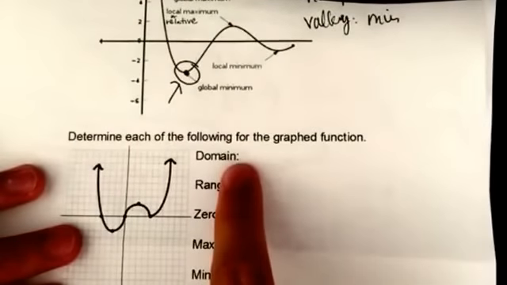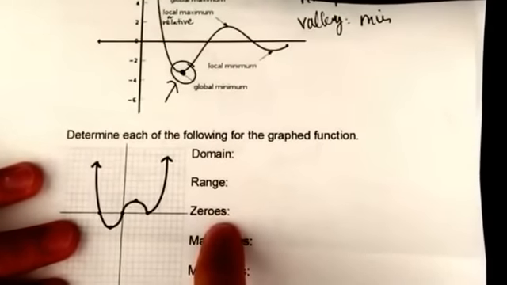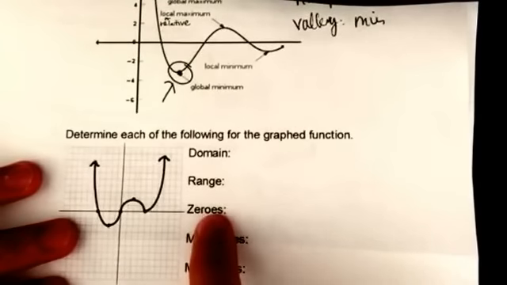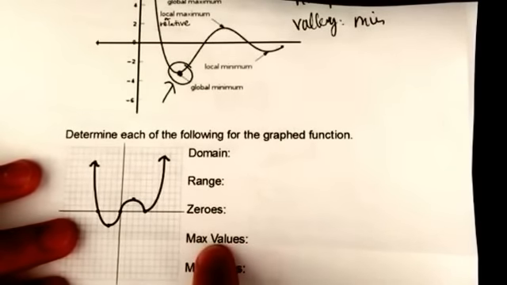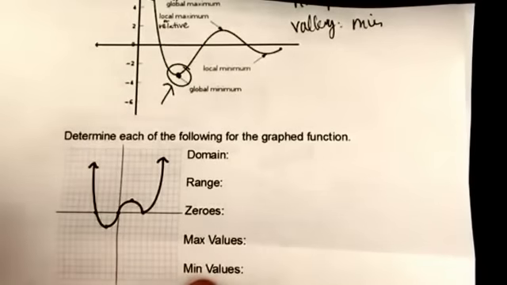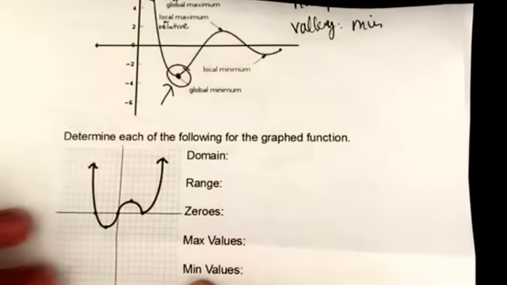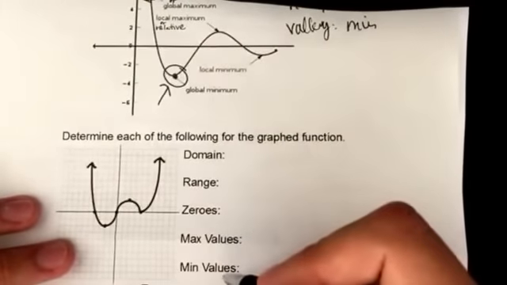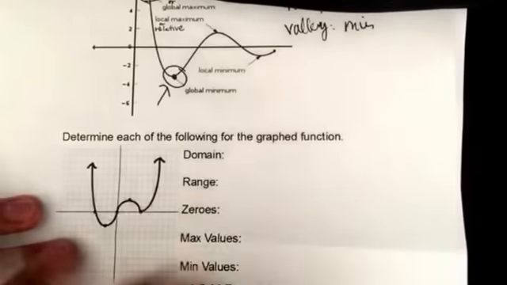So what I've got here is kind of a picture that puts this all together. We're going to talk about the domain, the range, any zeros, so where do I hit the x-axis, any maximum values, so any humps in the graph, and any minimum values, so any valleys in the graph. So let's talk about mins and maxes because that's what we just discussed up here.